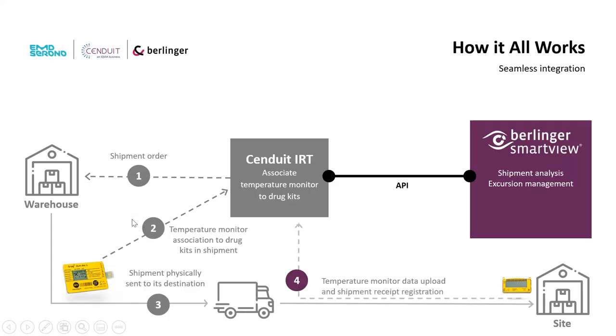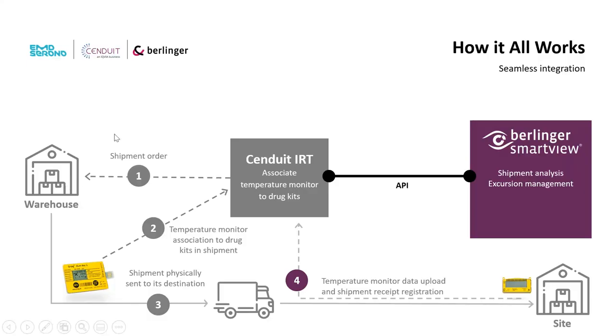Once it has arrived at the site, you can see the USB connection there on that temperature monitor. The site can connect that, log into the RT, connect the USB to their computer, upload the data file into the RT, and confirm the receipt of that shipment.